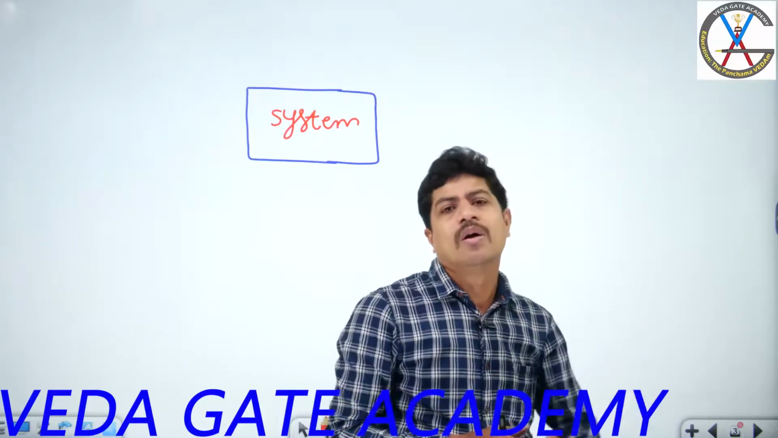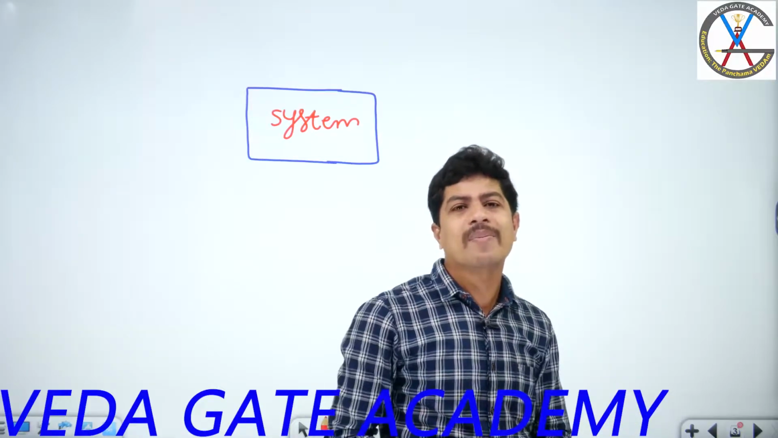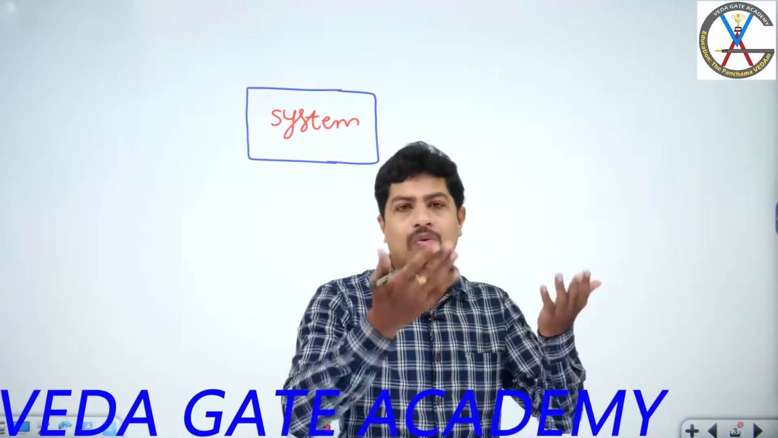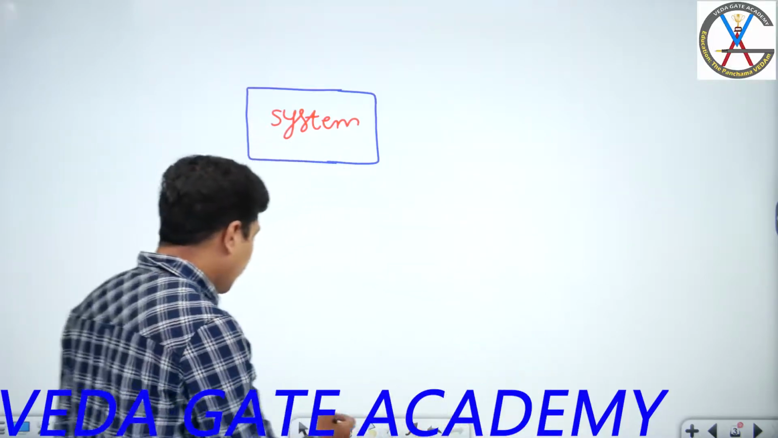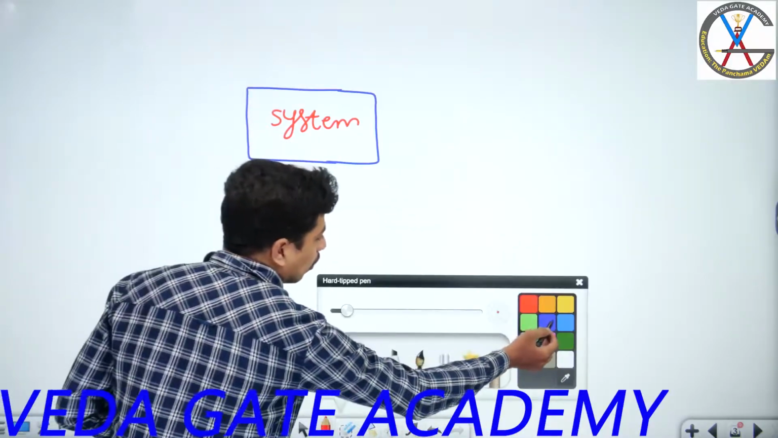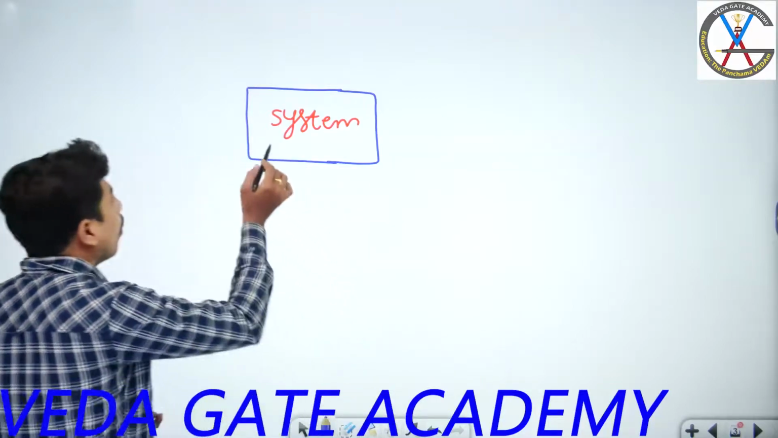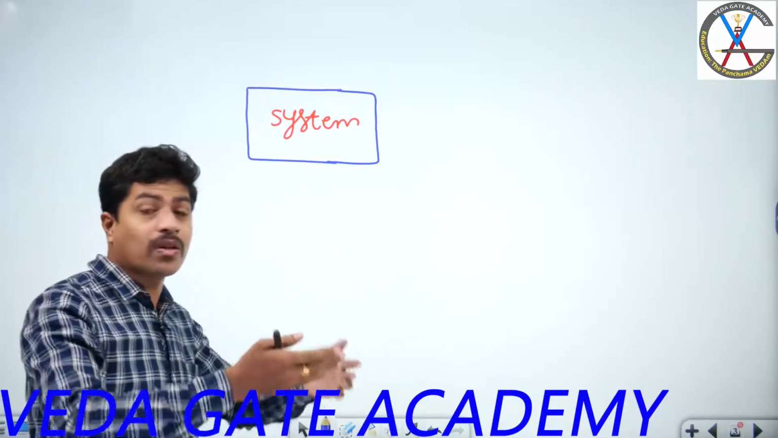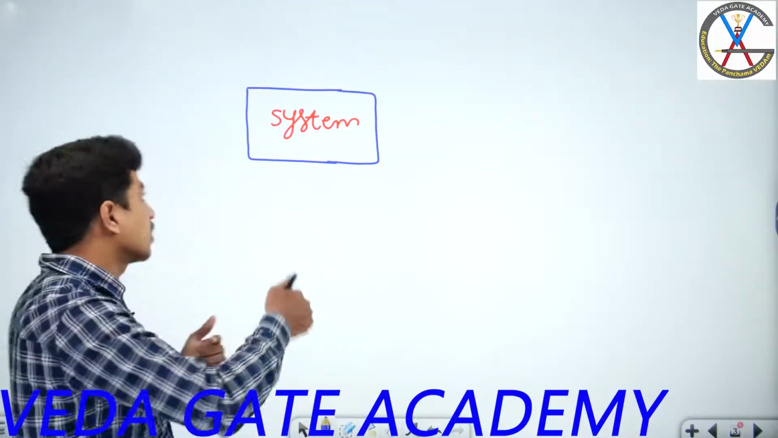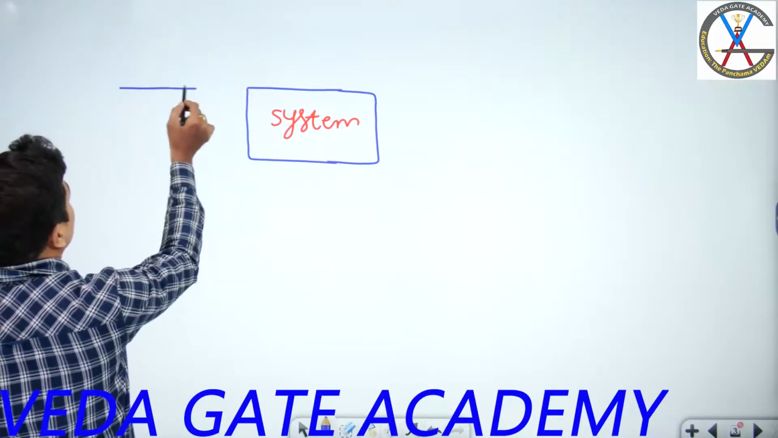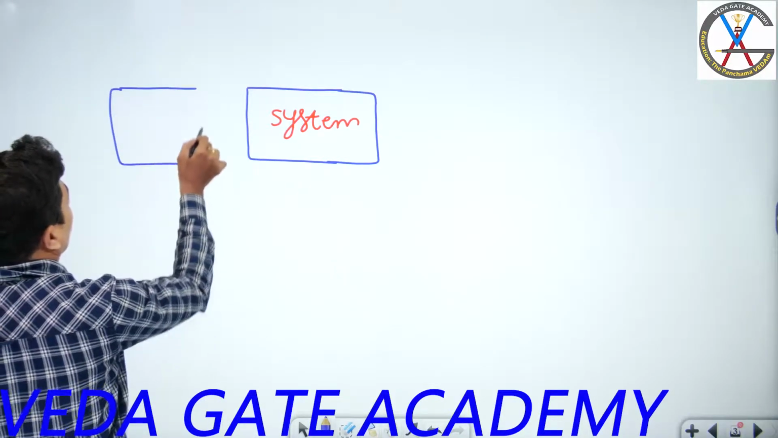Again, it has to move. If it is moving uncontrolled, what happens? It may hit the ground or it may hit the floor. Therefore, definitely we need a controller. Where is the position of the controller? Before the system or after the system? Before the system.